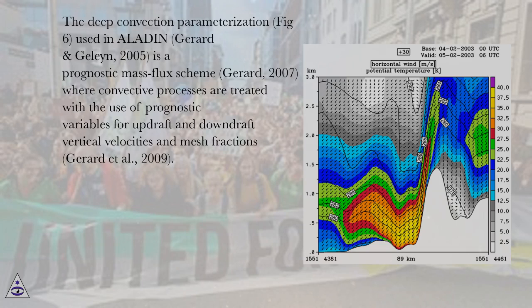The deep convection parameterization, Fig 6, used in ALADIN, Girard and Geleyn, 2005, is a prognostic mass flux scheme, Girard, 2007, where convective processes are treated with the use of prognostic variables for updraft and downdraft vertical velocities and mesh fractions, Girard et al., 2009.